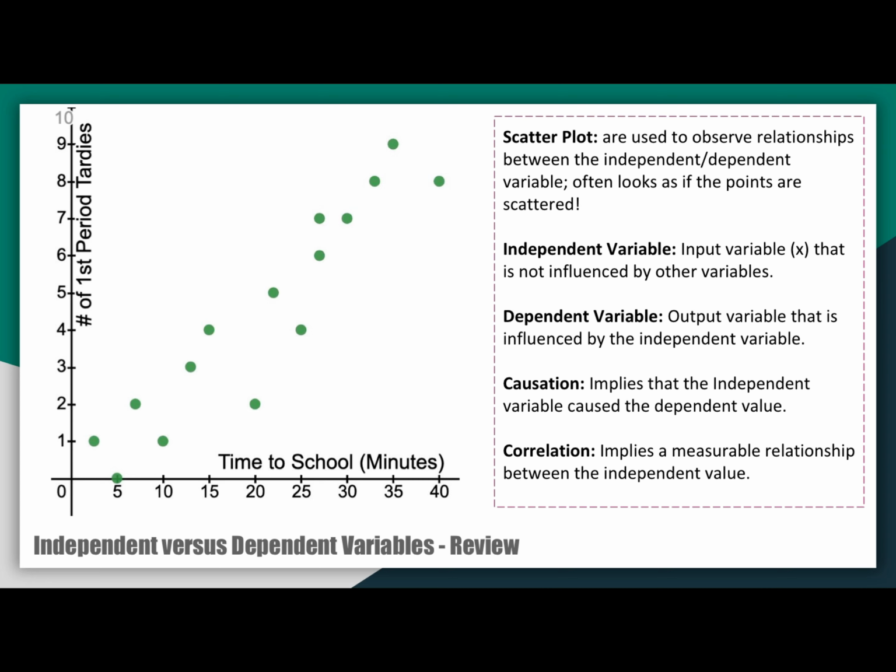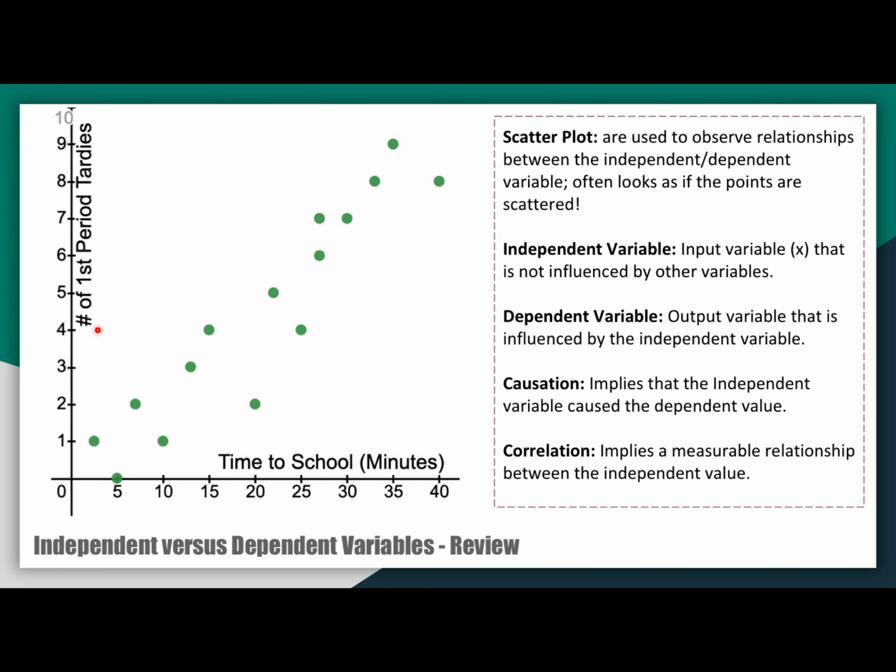Let's talk about the independent variable. It is your input variable, generally known as x, that is not influenced by other variables, okay? Now that's a tricky one, not influenced by other variables. It doesn't mean that it can't be influenced ever, but it is generally something you control and is not influenced by the dependent variable, okay? So here I'm choosing time to school as our independent variable, and time is generally something you will see a lot as your independent variable because it happens. Whether you like it or not, time goes on, right?